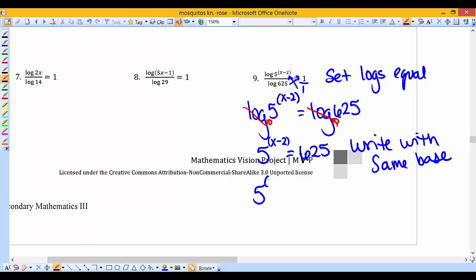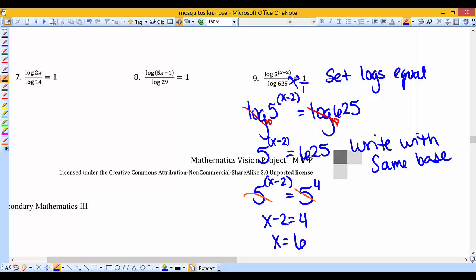So it's 5 to the what? Whoa, not a 5. It's 5 to the what is 625. So I'm going to use my calculator and I'm going to try 5 to the 6th. Nope. I'm going to try 5 to the 5th. Nope. I'm going to try 5 to the 4th. Hey, look, it's 625. So it's 5 to the 4th. Now that my bases are the same, I could cancel them, and I am left with x minus 2 equals 4, so x equals 6.